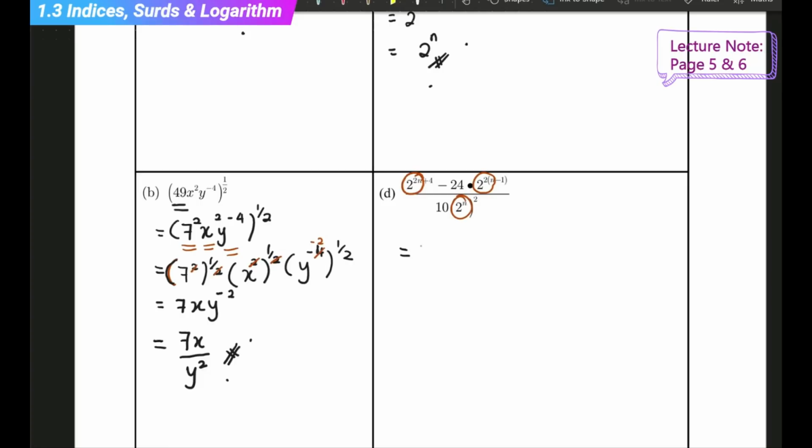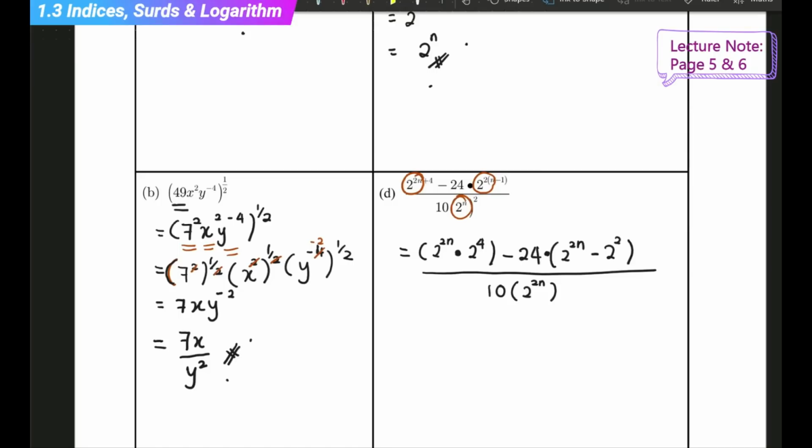Okay, how? I'm sorry about that. Okay, so we have here 2 to the power of 2n. The dot here means multiply by 2 to the power of 4. That's why it will become 2 to the power of 2n plus 4, because when multiplying you need to add the indices. Okay, so here 2 to the power of 2n, 2 to the power of 2n minus 2 to the power of 2, right? Dividing by 10, 2 to the power of 2n.